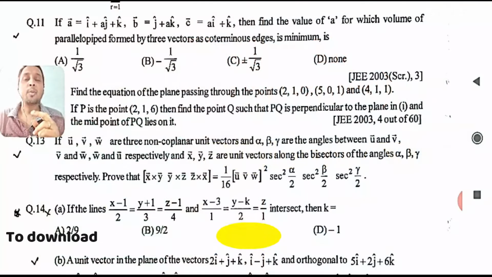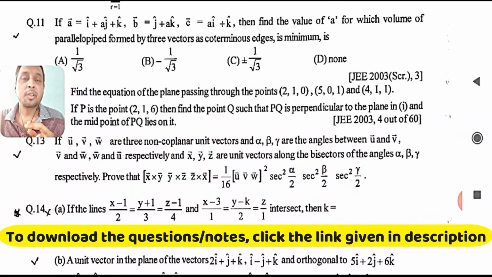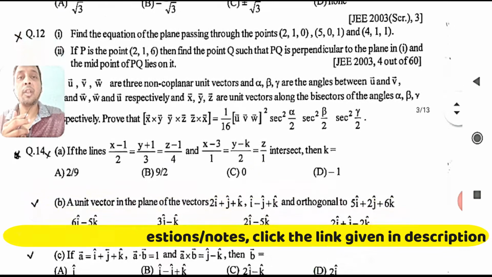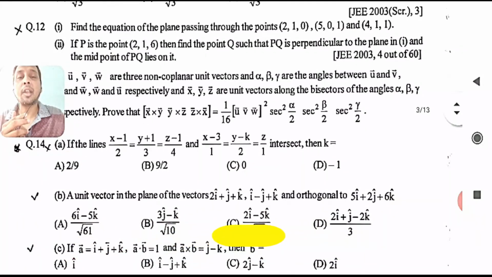Okay students, welcome all to this new lecture in the advanced level, where you are solving previous year IIT JEE questions on vector algebra, skipping all the questions on 3D. So today again we will be solving from question number 11 to question number 14c. Okay, then let's try to solve these questions.